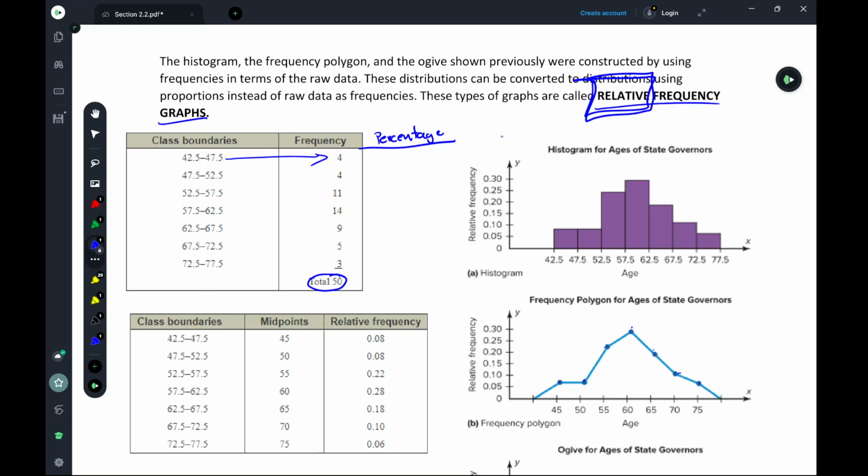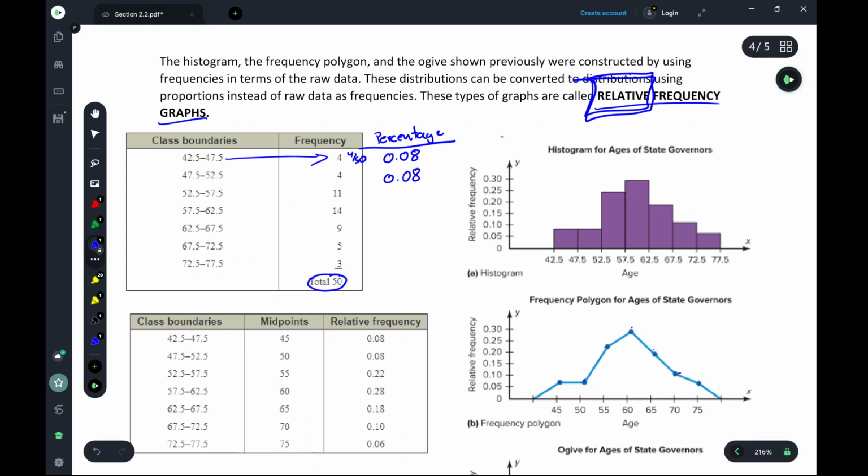But we're going to represent the percentages as decimals. So 4 out of 50, literally 4 divided by 50. Well, 4 divided by 50 gives me 0.08. Again, 4 divided by 50 is 0.08.